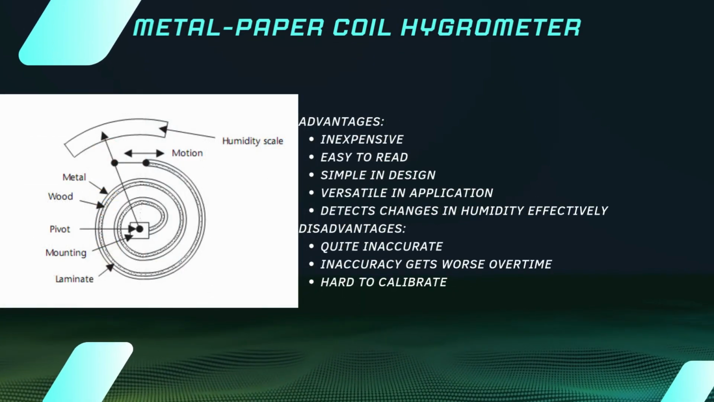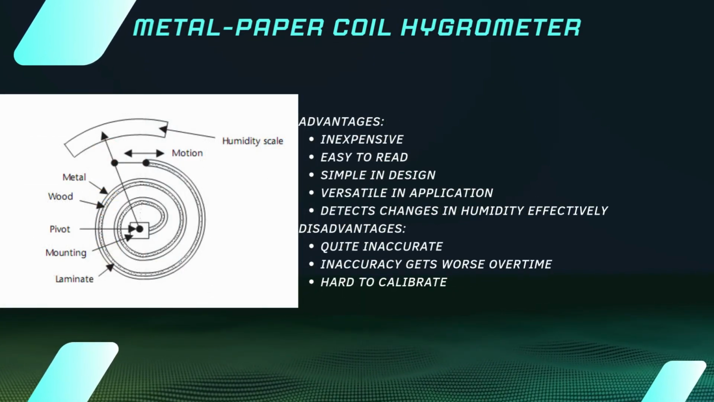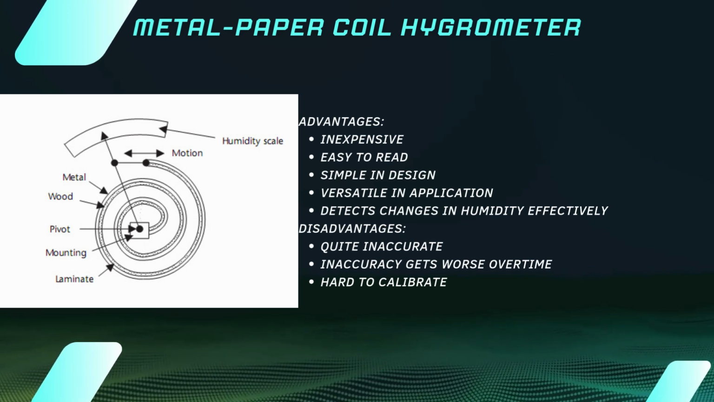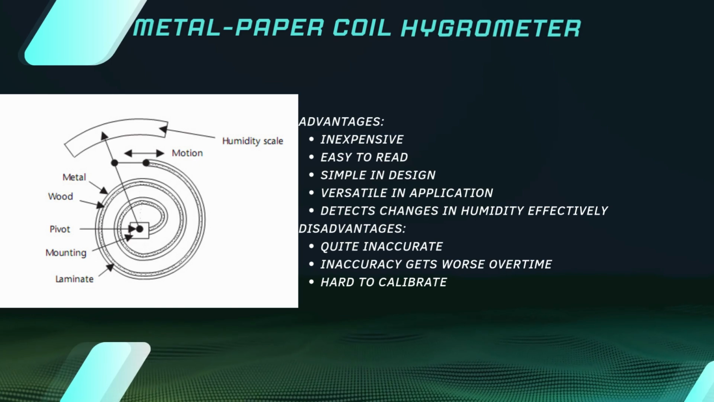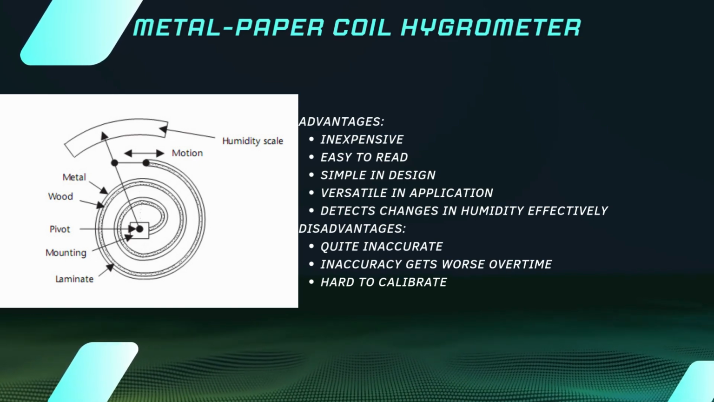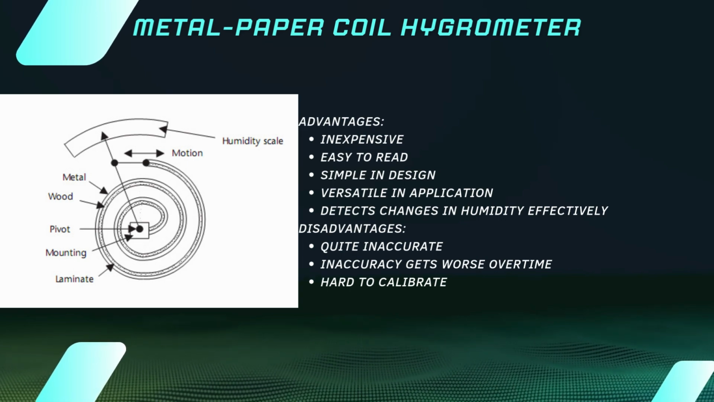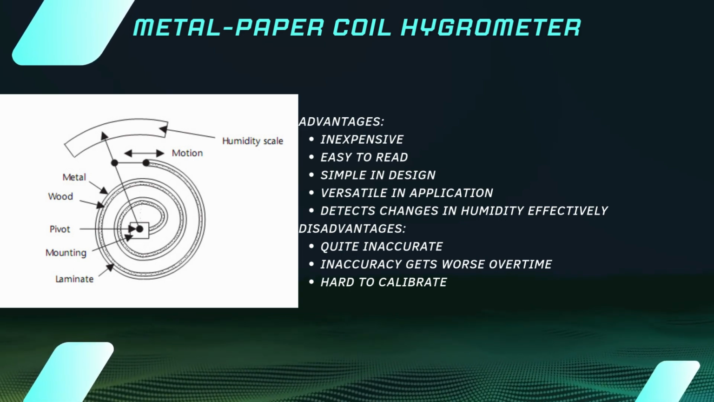Metal paper hygrometers are inexpensive, easy to read, simple in design, versatile in application, and can detect changes in humidity effectively. On the downside, they are quite inaccurate, and this inaccuracy tends to get worse over time. Furthermore, they are also hard to calibrate.